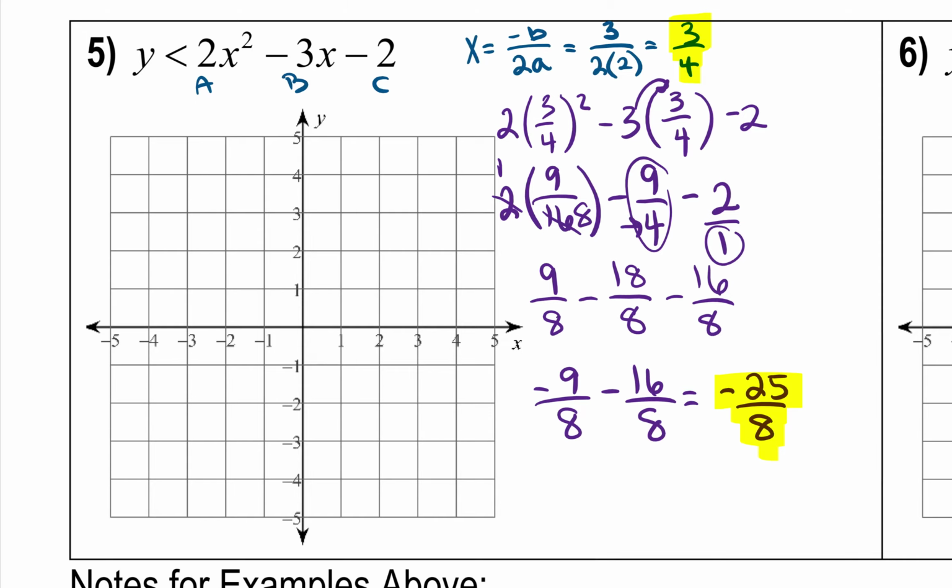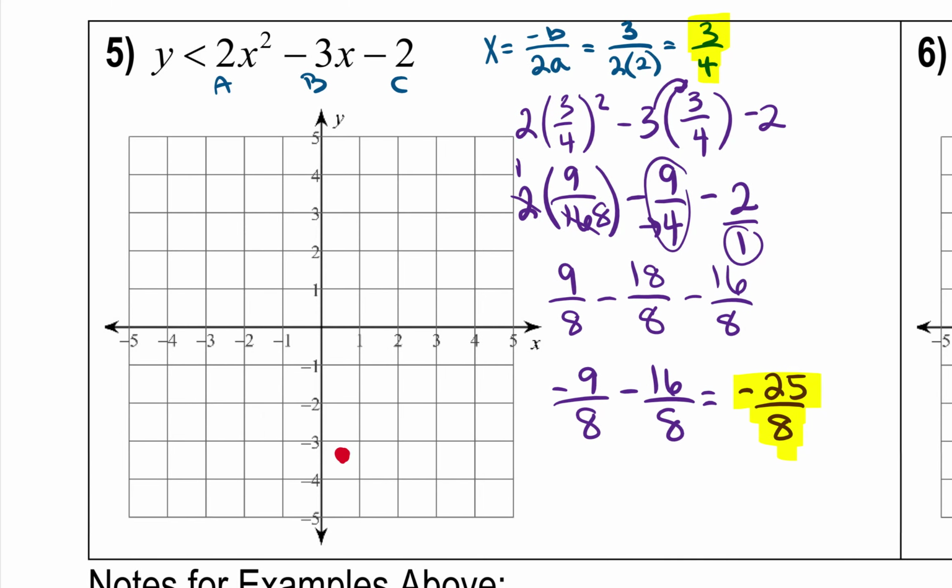So the first thing I want to do is graph my vertex. So I go 3/4, so about right here, and negative 25 over 8. Well, 8 goes into 25 3 times, so a little over 3. So about right here. Again, I'm not looking to be exact, but I want to be fairly close. So 3/4 is less than 1. 25 over 8 is just over negative 3. Alright, now from here, I got my vertex.